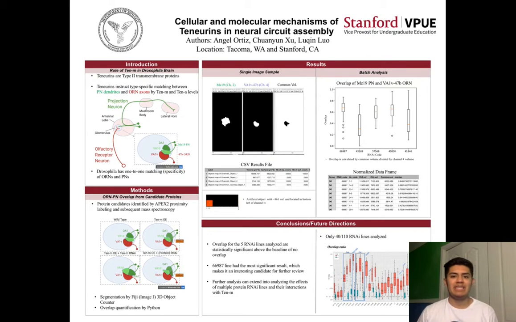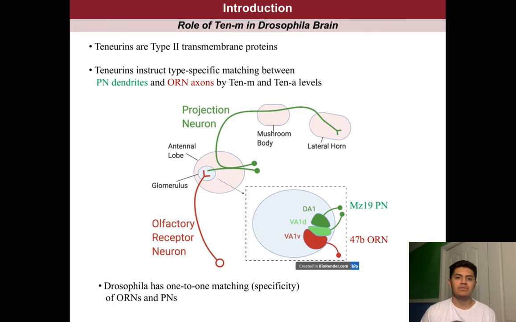Hello everybody, my name is Angel Ortiz, and this summer I participated in the Biology Summer Undergraduate Research Program. I worked in the Luo Lab underneath Chuanyun, and we explored the cellular and molecular mechanisms of teneurins in neural circuit assembly. So to begin, we'll discuss the role of Teneurin M in the Drosophila brain.